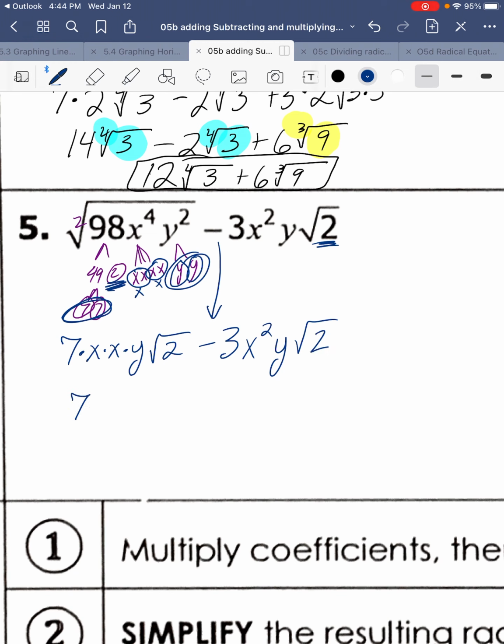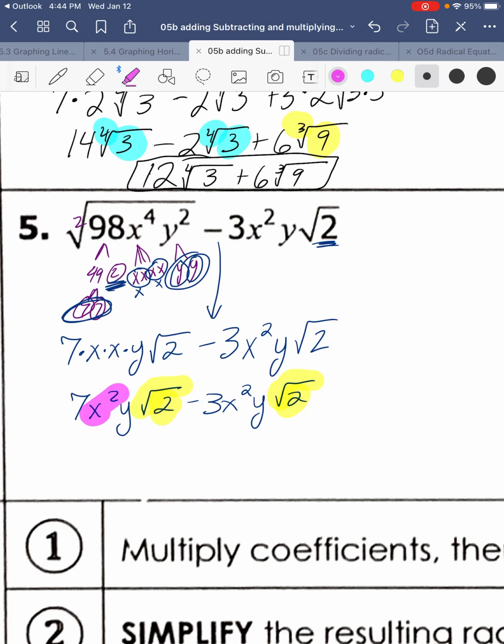So we have 7x squared y's square root of 2 minus 3x squared y square root of 2. So, all right, this is probably a little bit more confusing. Square root, square root, square root of 2, square root of 2, perfect. We also got to make sure our variables match up. X squared, y, y. They certainly do.